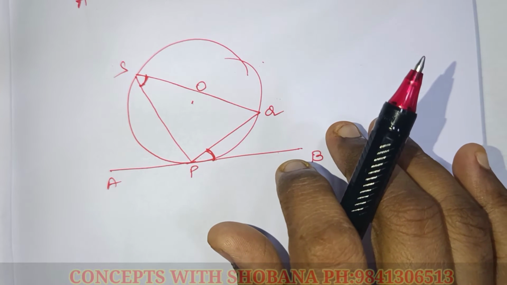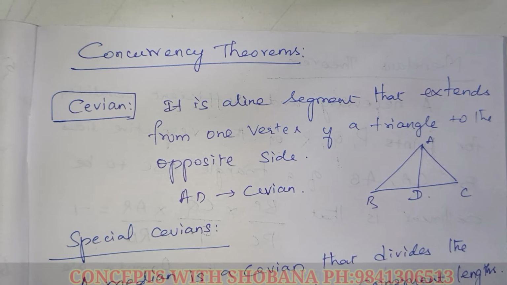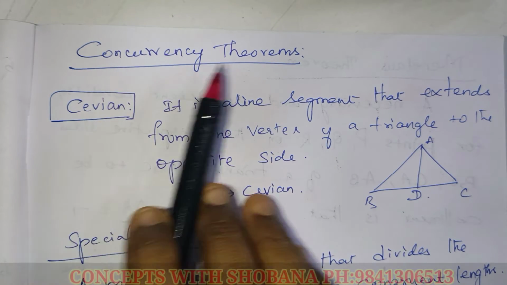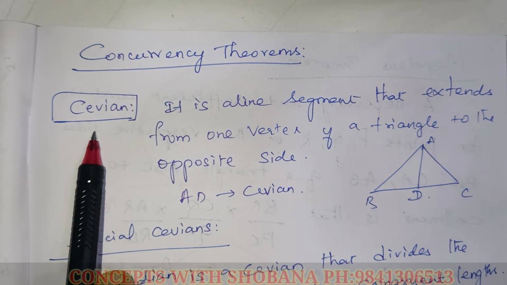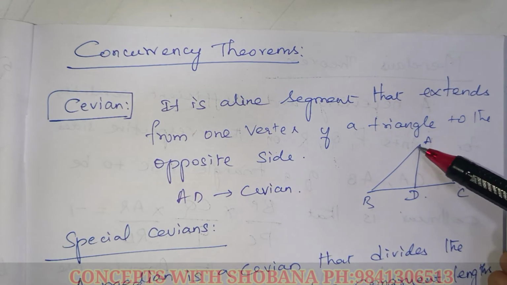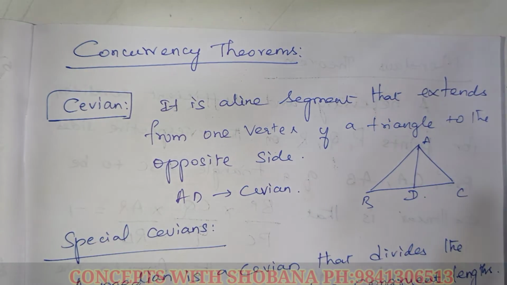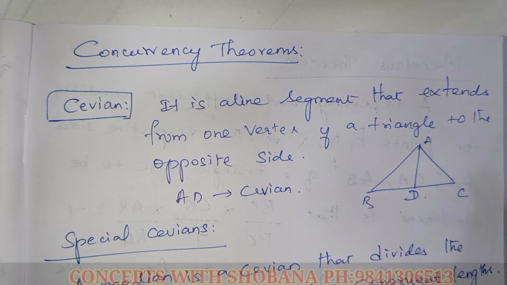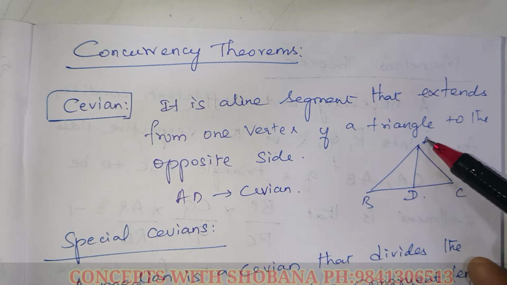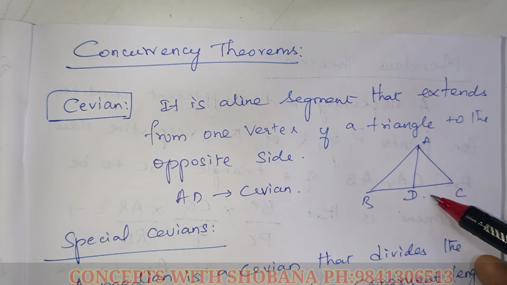I think you have understood now. Okay, next, concurrency theorems. What are concurrency theorems? The first one we will see is the cevian. What is meant by a cevian first? A cevian is a line segment. It is only a line segment. How should a line segment be? It should extend from one vertex to the opposite side of a triangle.